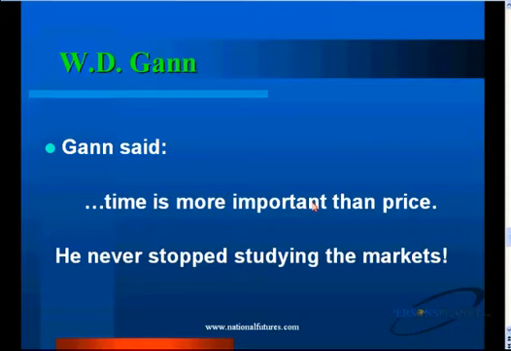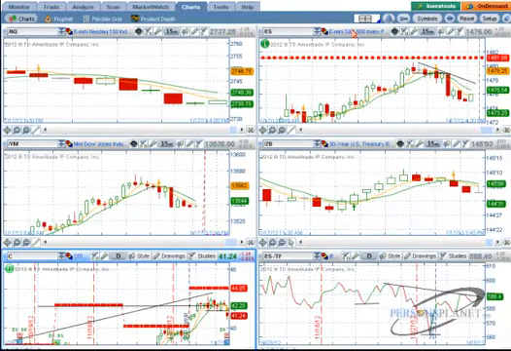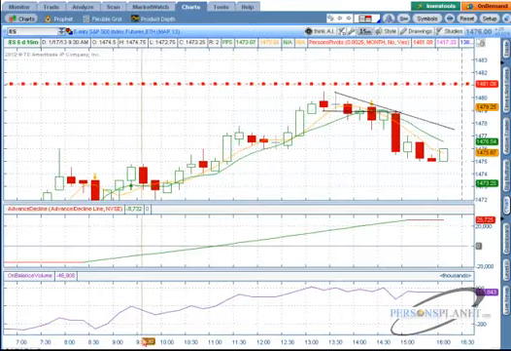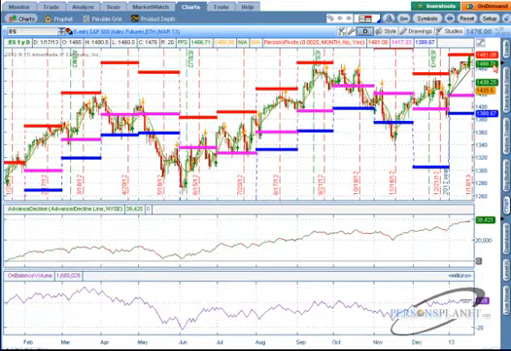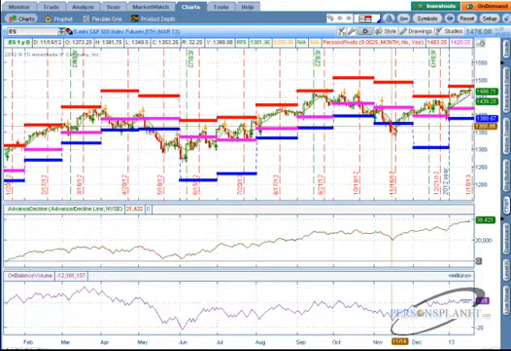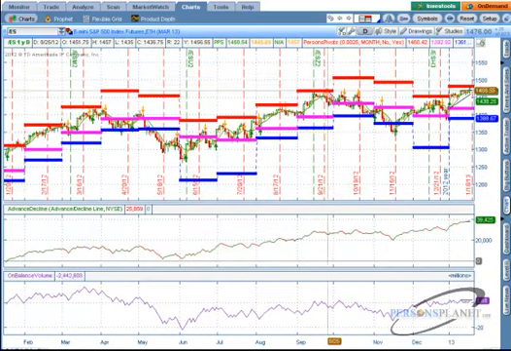One of the things that Gann stated is that time is more important than price. And this man never stopped studying the markets. Time is more important than price. So let me tell you about Person's Pivots, all right? What's the power behind it? Time. If you take a look, more times than not, the indicator targets.